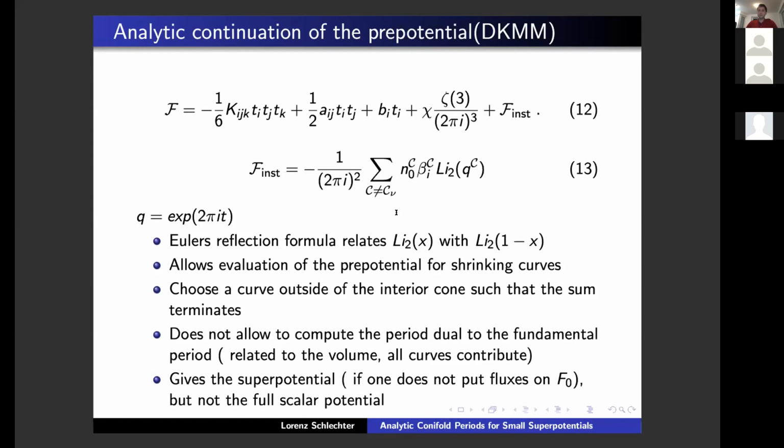So if you just want to find a small superpotential, like DKMM wanted, this is a perfectly fine method, and it's extremely elegant because it's short. We, on the other hand, wanted the full scalar potential and the Kähler potential, so we needed all periods, even the one dual to the fundamental. So how do we get that? This needs much, much more mathematical machinery, sadly.